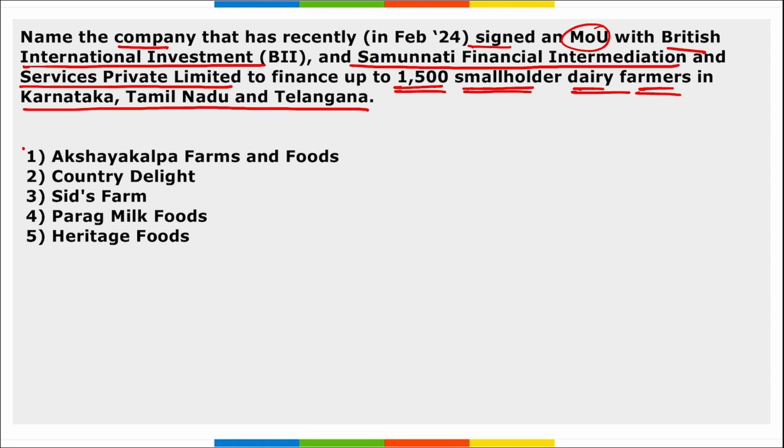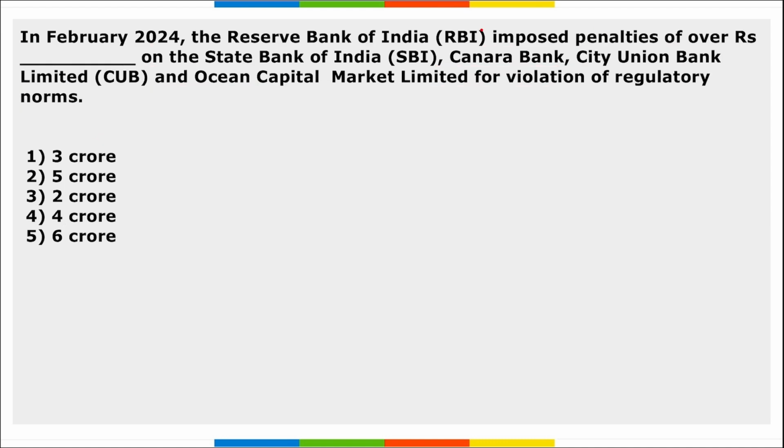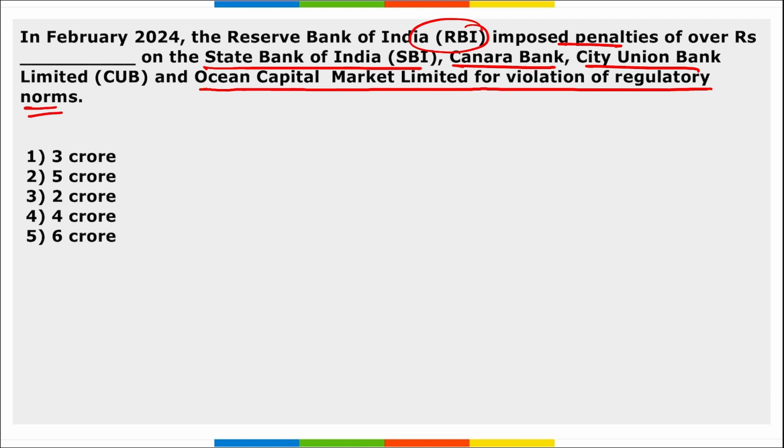So right option here becomes option A, Akshaya Kalpa Farms and Foods. Next is, in Feb, RBI imposed penalties of over dash on SBI, Canara Bank, City Union Bank and Ocean Capital Market Limited for regulatory norms. So RBI imposed penalties of over 3 crore rupees on SBI, Canara Bank, City Union Bank and Ocean Capital Markets Limited for violation of regulatory norms.